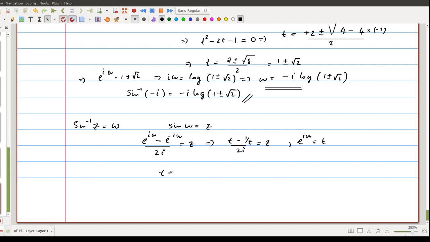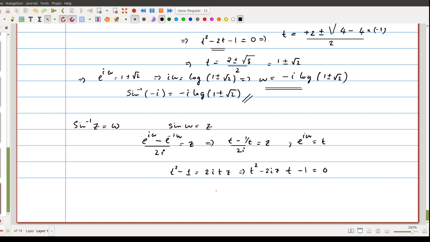By rewriting this equation as a quadratic equation, we'll write that equation as well. That is t square minus 1 equal to 2i t z. So this reduces to a quadratic equation, t square minus 2i z t minus 1 equal to 0. This is equivalent to the previous one.